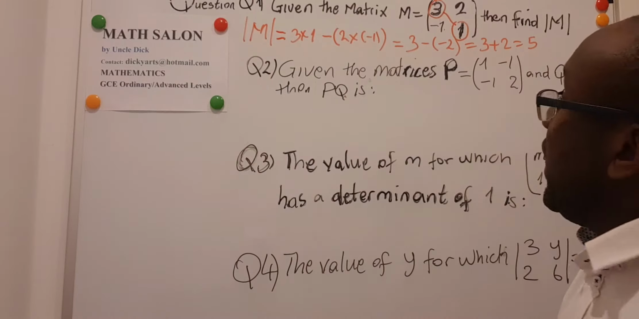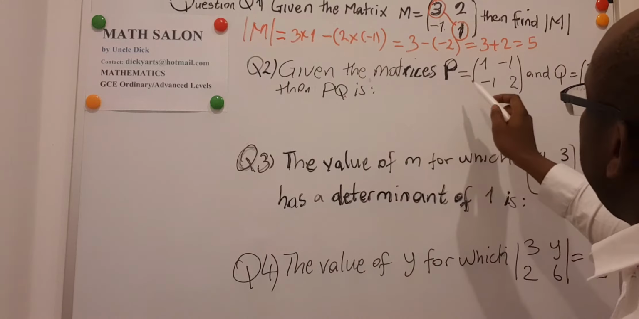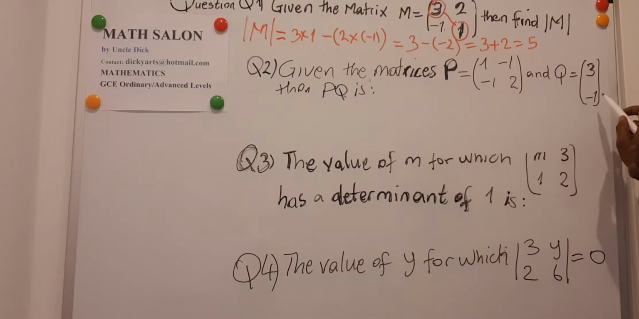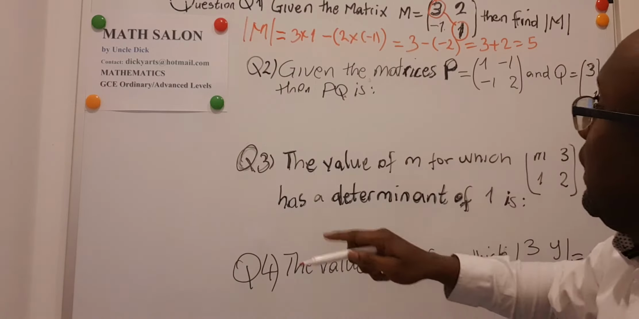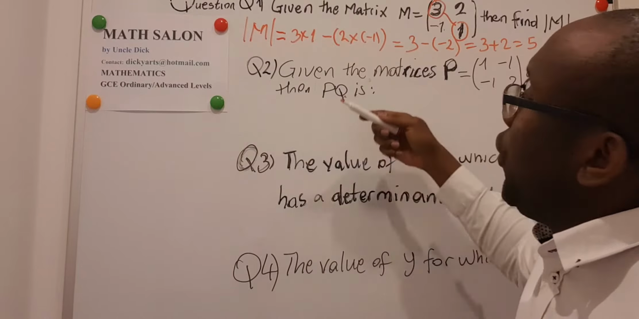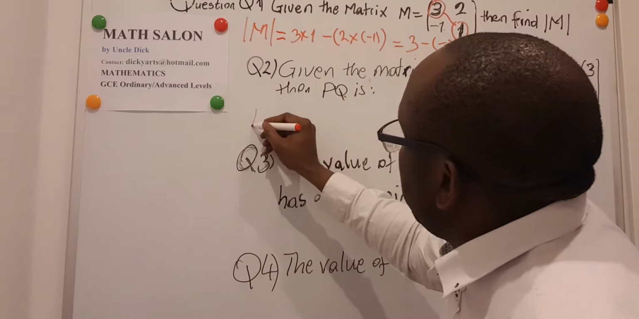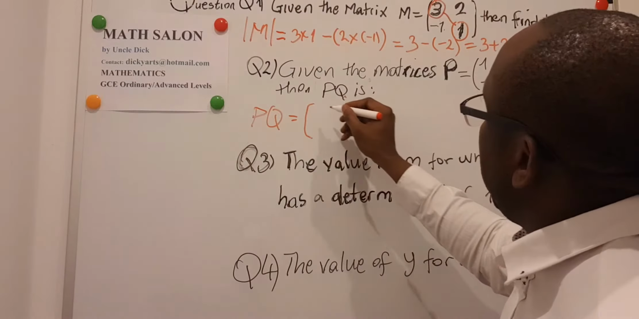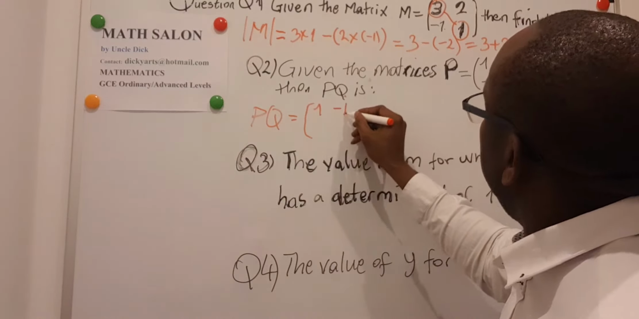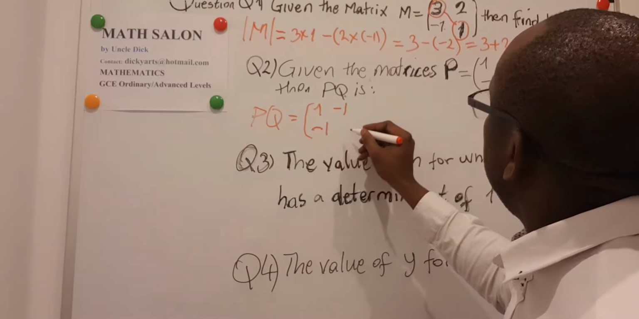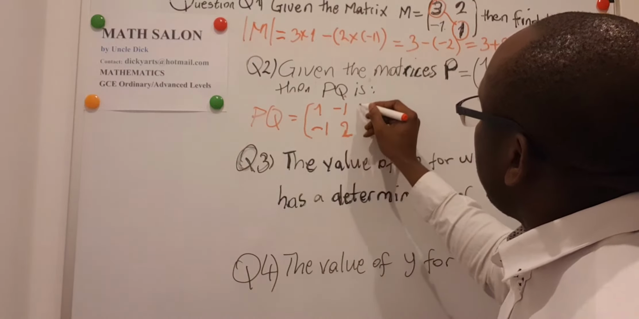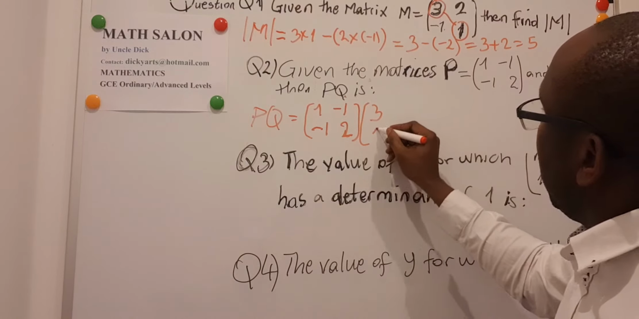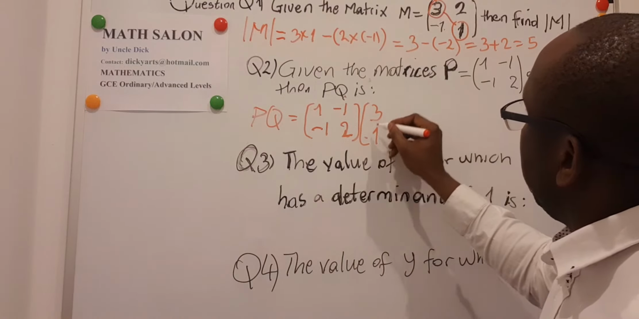The second question says, given the matrices P, a 2 by 2 matrix 1, minus 1, minus 1, 2, and Q, a 2 by 1 matrix 3, minus 1, then we should look for the product PQ. That means P should multiply by Q. A matrix P is 1, minus 1, minus 1, 2. It's multiplied by 3, minus 1.